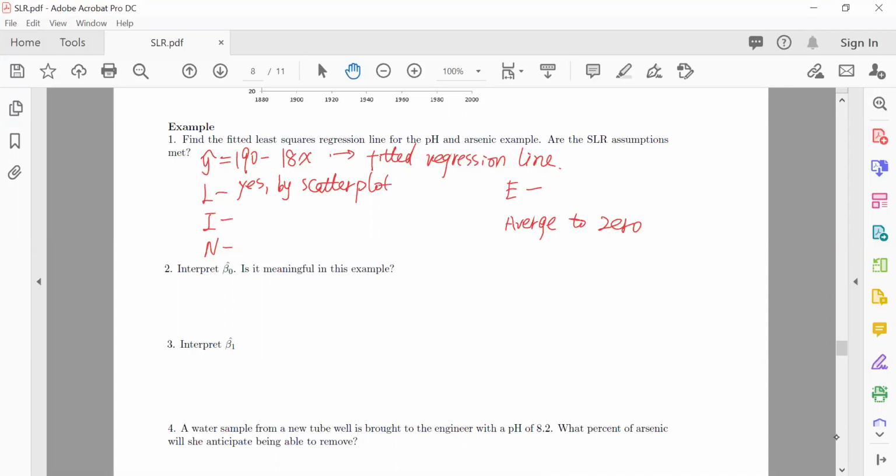And independence, this assumption is also yes, right? Because when you go back to read the question, it's reasonable to believe that she's collecting independent samples. So if the samples are independent, then the observations are independent, your y values are independent. So this is yes, samples are independent.